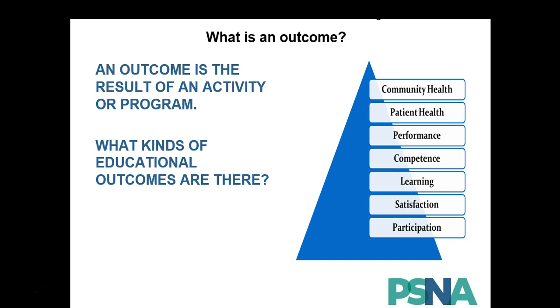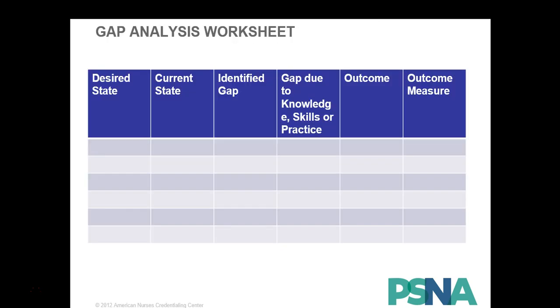I challenge you as you think about your outcomes to not just stop with participation and satisfaction, but really look at how can you make sure people are learning, that they're competent, and that they can perform with the information that you've given them. This is a gap analysis worksheet. These worksheets are available through PSNA if you find it helpful. These worksheets can help you make sure that from your needs assessment, through your gap, through your outcome, you're following the same thread. It's not uncommon to see applications where the needs assessment and the gap match, but nothing else in the program matches the gap.